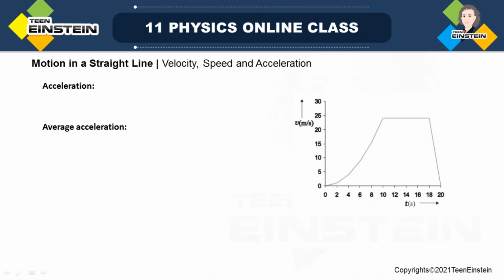Now I'll show you the velocity time curve which we had already seen in the previous slide. If we want to calculate the average acceleration for this velocity time curve, look how we can calculate it. Suppose I take the interval delta t equal to 10 seconds, that means t1 is at 0 seconds and t2 is at 10 seconds.